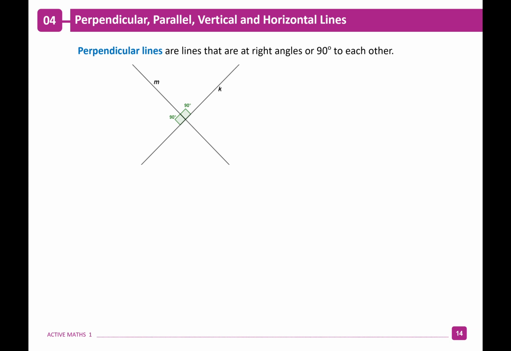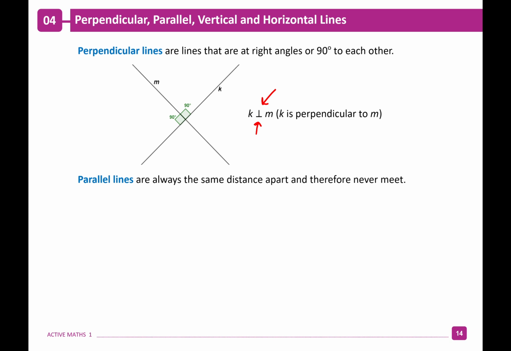To show that two lines are perpendicular, we use the following symbol. In this diagram, I can see that line M is perpendicular to line K as they are at an angle of 90 degrees to each other. To state this, we say that K is perpendicular to M and use the following symbol, which is like an upside down T, to show perpendicular.